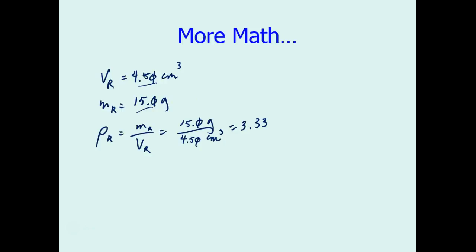Numbers usually don't answer questions. Numbers in units do. What unit? Yeah, grams per cubic centimeter. Look at them. There they are, grams per cubic centimeter. That is a good unit for a density, 3.33 grams per cubic centimeter.